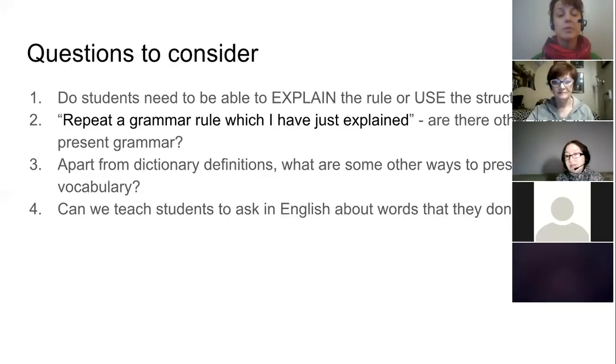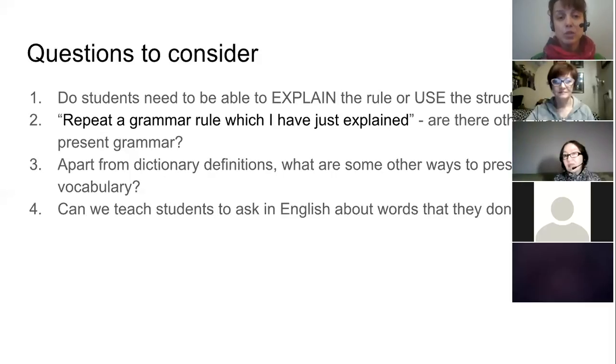So they don't need to be able to repeat the rule in any language. No, not in English, never in Russian, never in Kazakh, whatever language they speak, they don't need that. Because they're not going to talk about English grammar to someone. They're going to use it in their free speech.